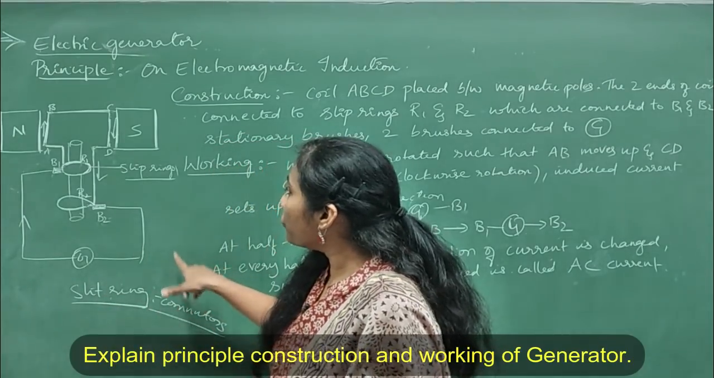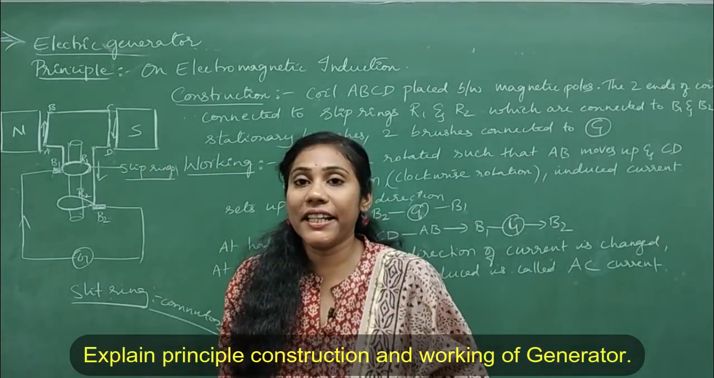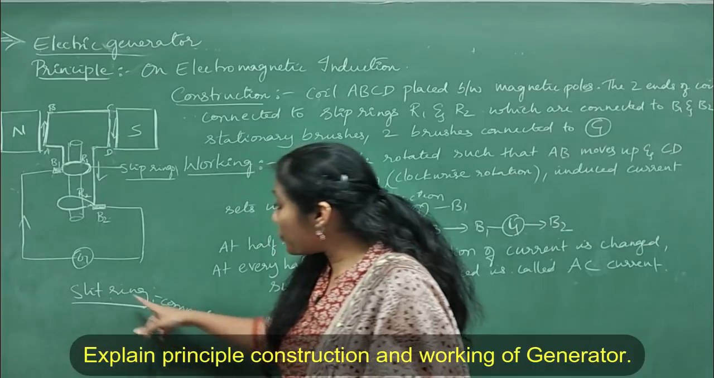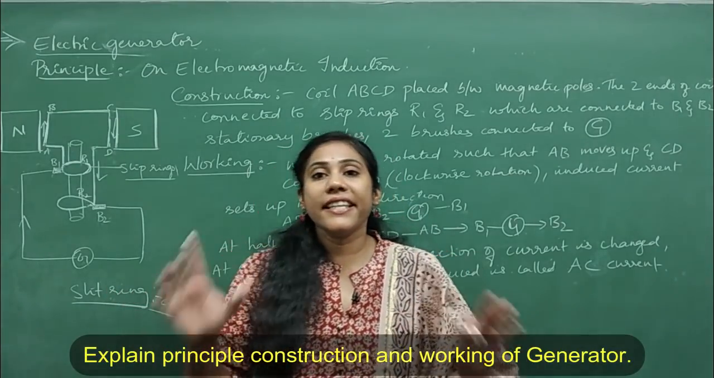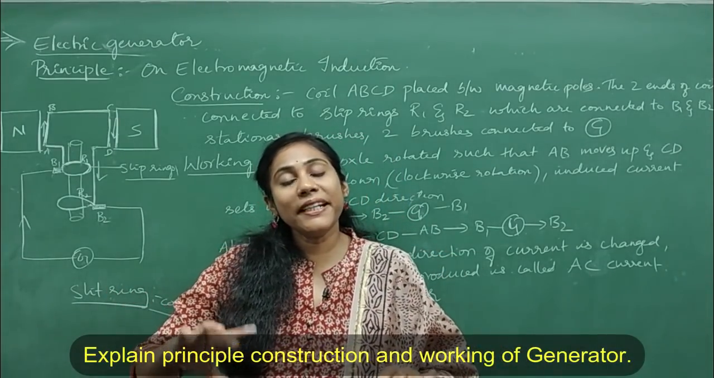Whenever you use slip rings, AC current is produced. If you use slit rings, DC current is produced. So what do you mean by DC current?